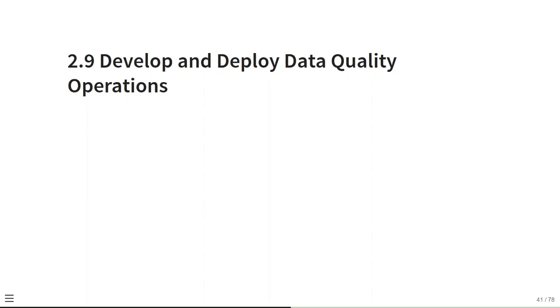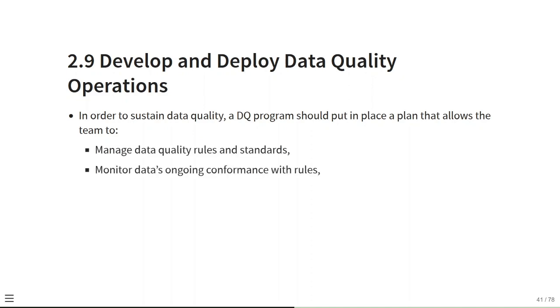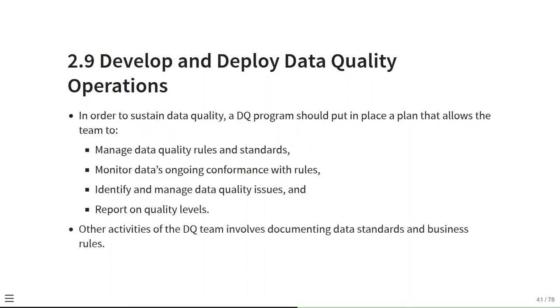Develop and deploy data quality operations. In order to sustain data quality, a data quality program should put in place a plan that allows the team to manage data quality rules and standards, monitor data's ongoing conformance with rules, identify and manage data quality issues, and report on quality levels. Other activities of the data quality team involve documenting data standards and business rules.